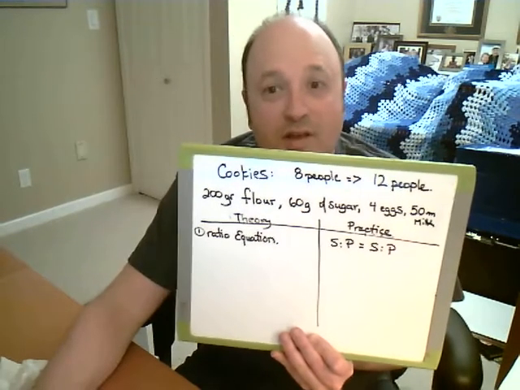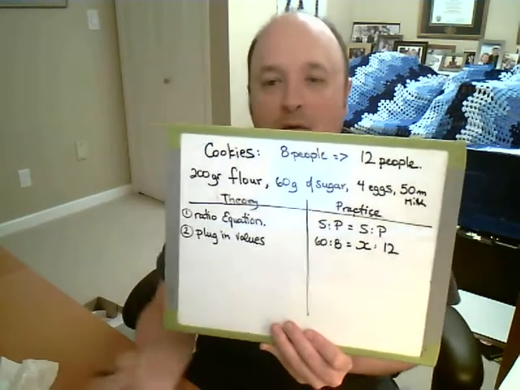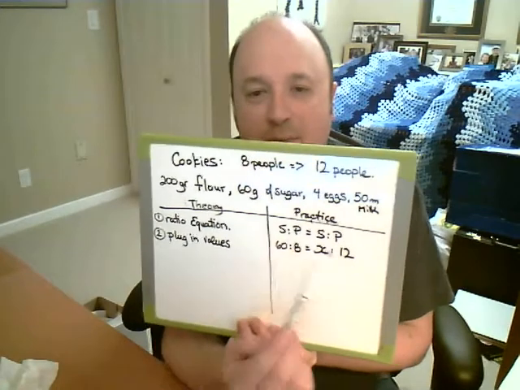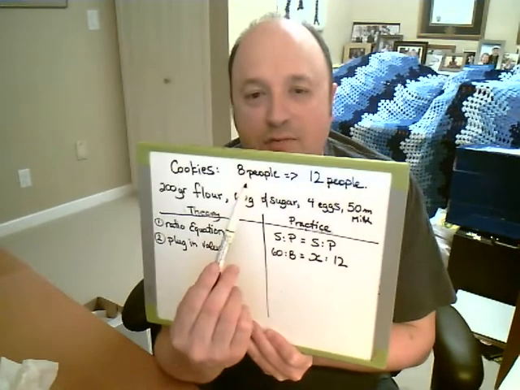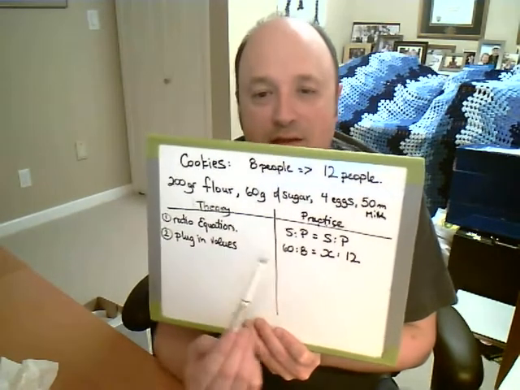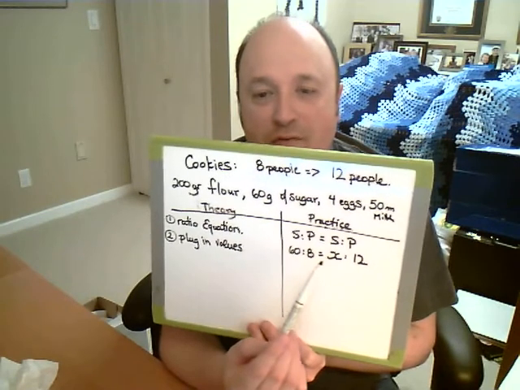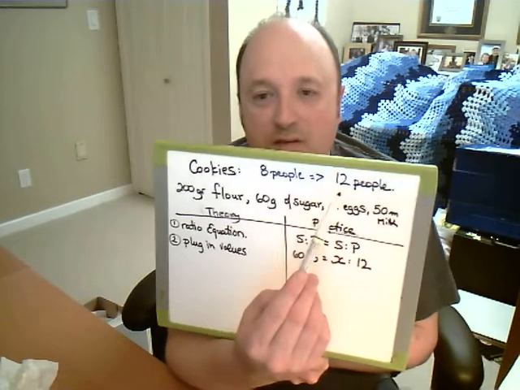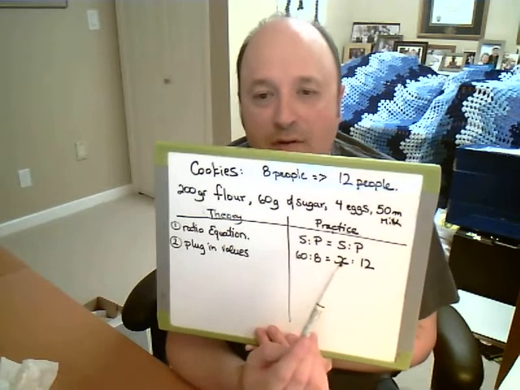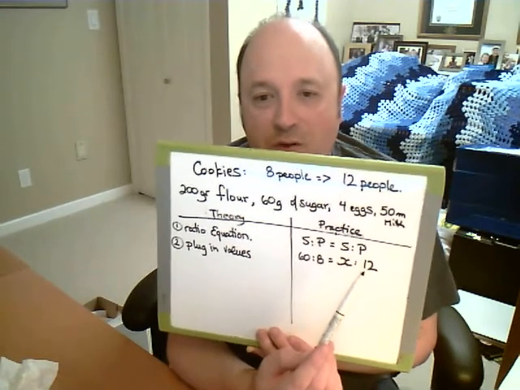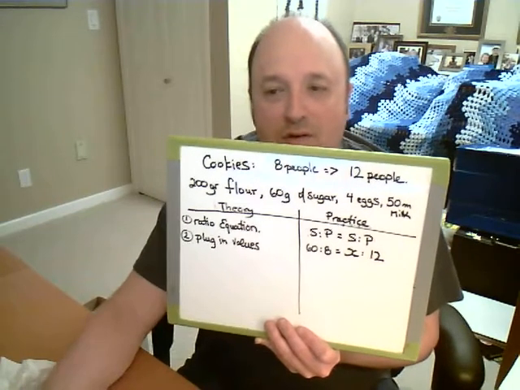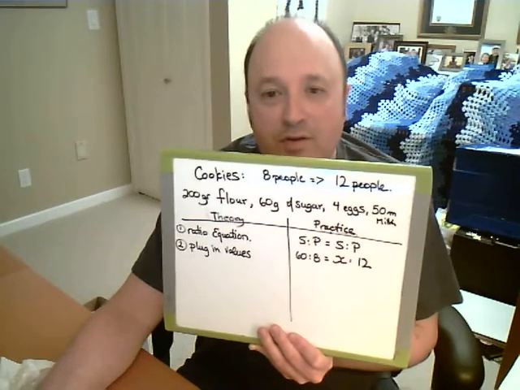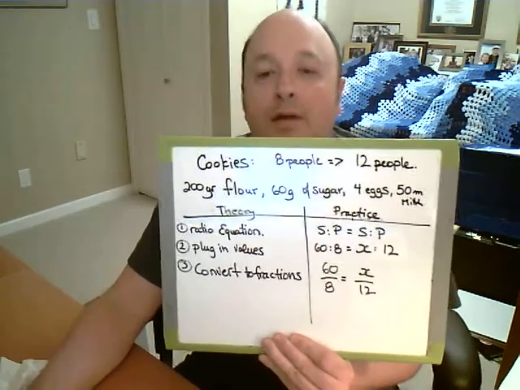Okay, now let's fill in what we know. So I know that 60 grams feeds 8 people, right? 60 grams of sugar feeds 8 people. So that's where we get those numbers from. And I want to figure out how many grams of sugar, that's X, feeds 12 people. So how many grams of sugar feeds 12 people? Okay, so that's a ratio equation with the numbers filled in, and now we convert to fractions. Okay, so that's what it looks like.